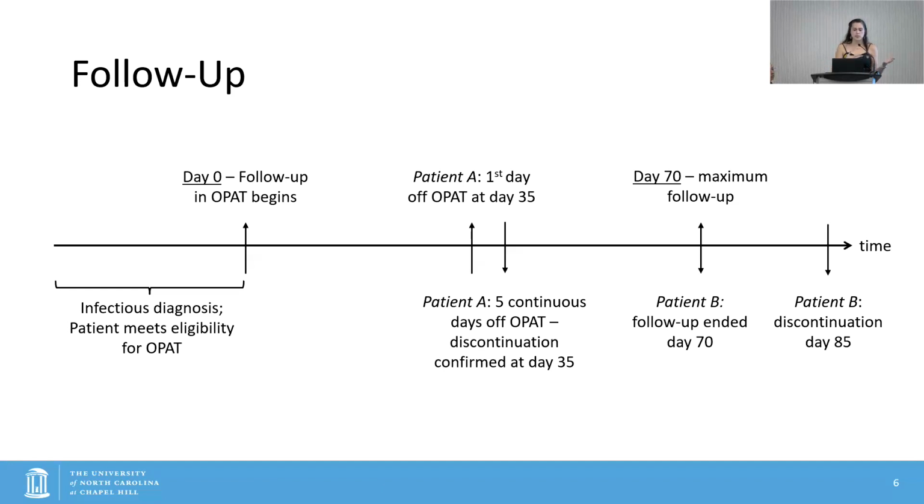So as an example, patient A, we may see discontinue at day 35. We would follow them for another 5 days to confirm that they had discontinued. And then for patient B, we would end follow-up at 70 days, even if we know they continue treatment for another 15.